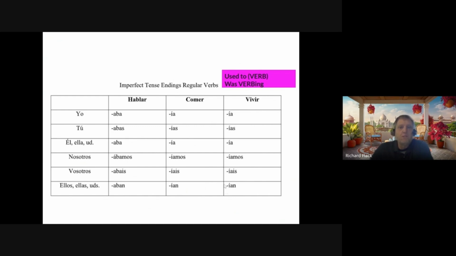The verb will be completely different. Instead of comería, we're going to have comía, for example. Also notice that every single ending has a tilde on the I. So for your imperfect, you're going to have tildes on all your ER, IR verbs.